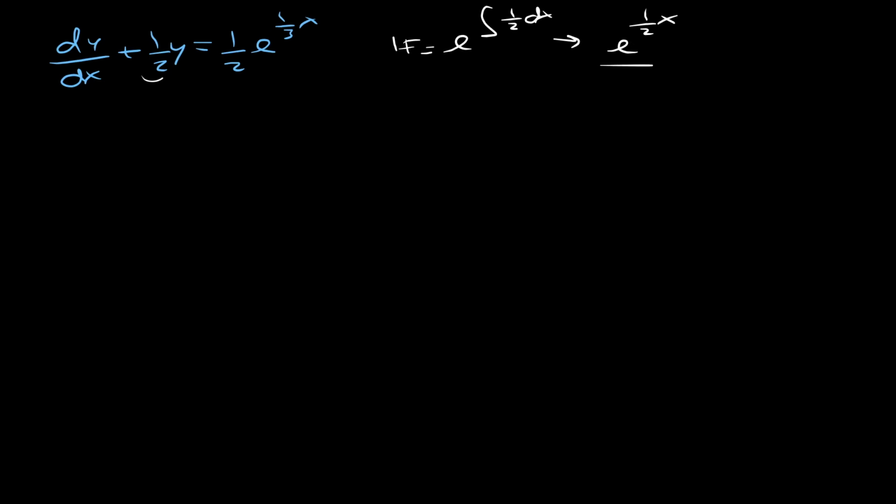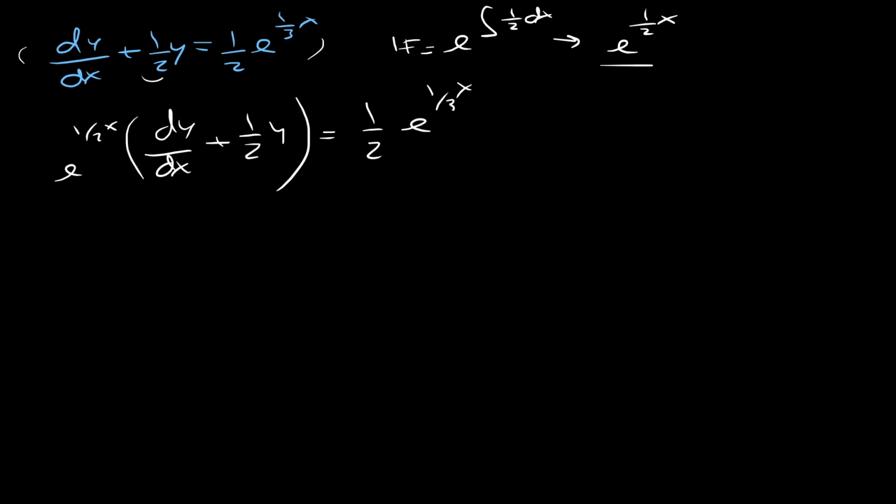Okay, so now that we have this one, we are going to multiply by the terms from both ends, from this part and from this part. So it's e to the 1/2 x, and then we have dy/dx plus 1/2 y, and then we have 1/2 e to the 1/3 x times e to the 1/2 x. So this is what we have so far. So now the next step is to rearrange the terms to get this one outside. So let's do that. So it's d/dx of e to the 1/2 x y.